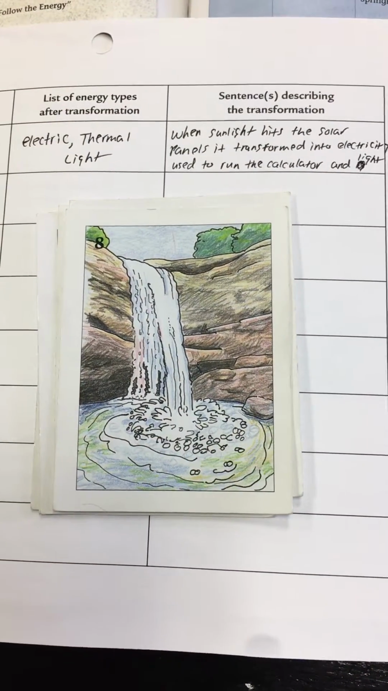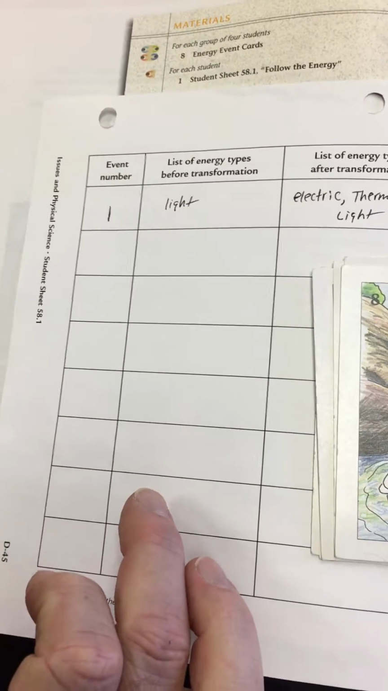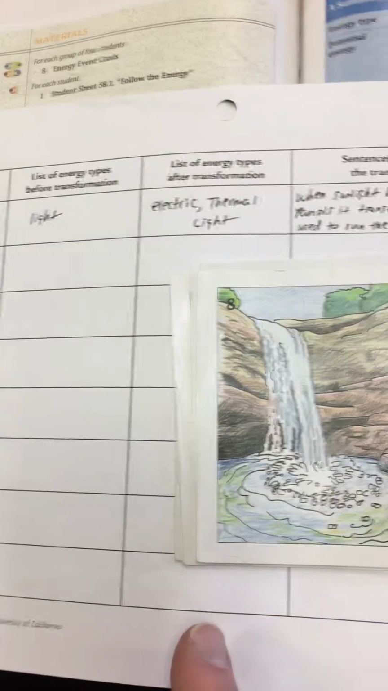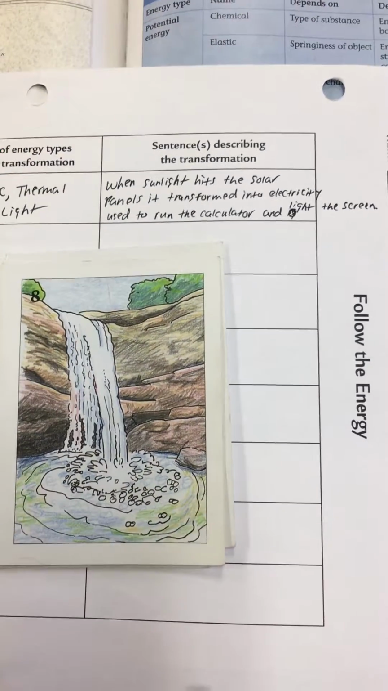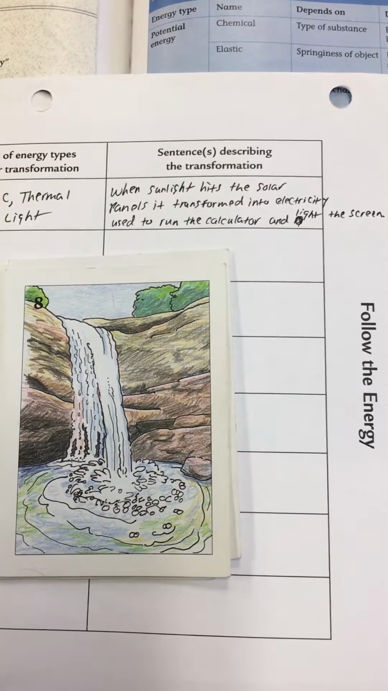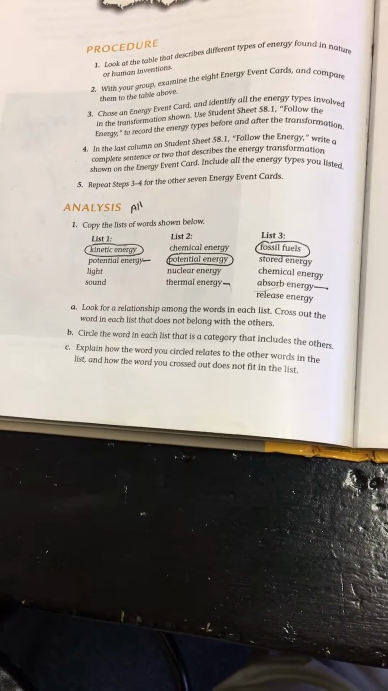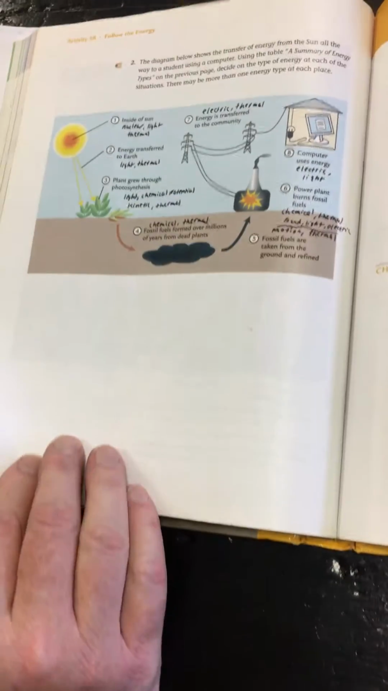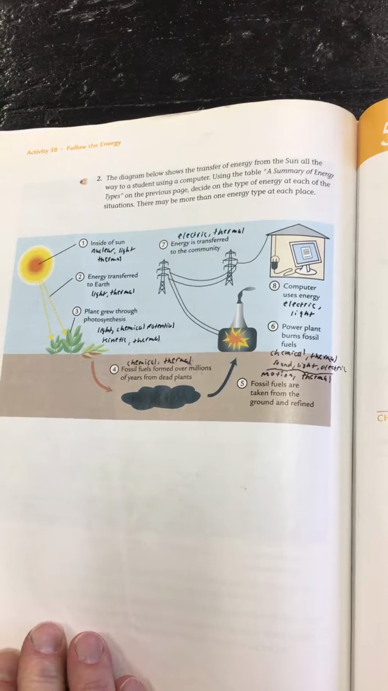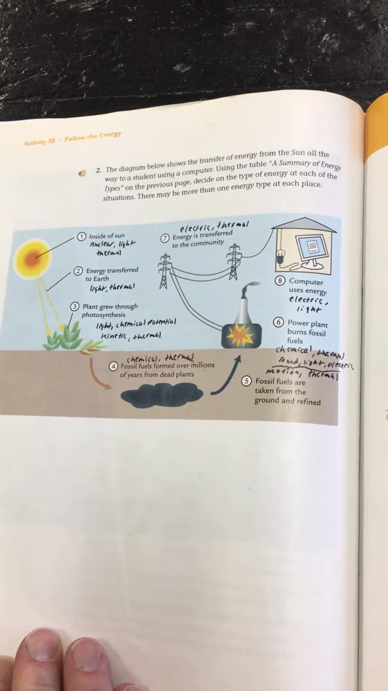Okay, so please list all those energy types before the transformation, after the transformation, and then a quick sentence describing the transformation. We also did analysis questions number 1, which was A, B, and C. And question number 2, we did not do it in our lab notebooks, but we did discuss them.